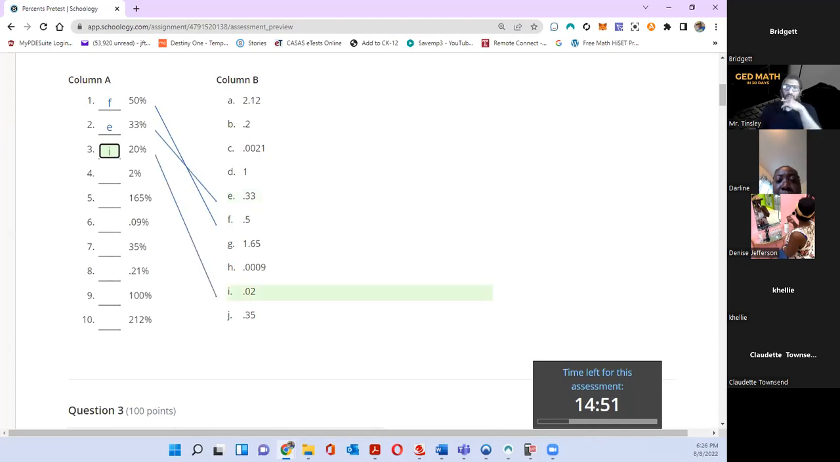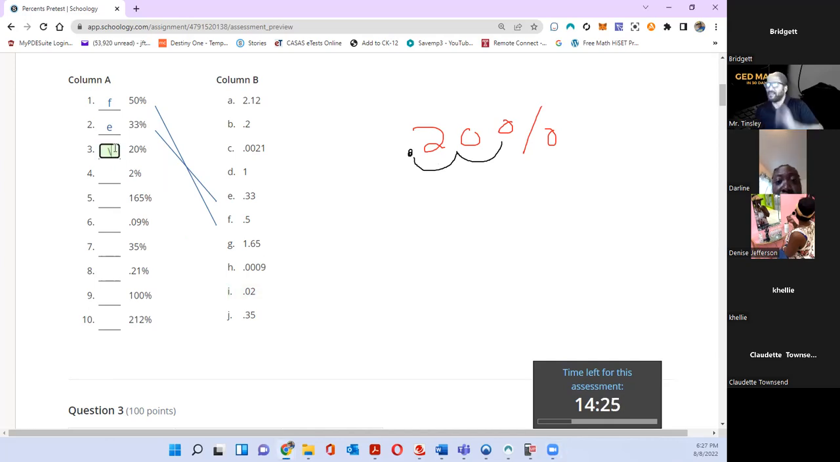Incorrect. So remember, this is what I want you to do, and this is why this is important. It may seem like, oh, Mr. Tinsley, all this work. No, these are the small things with mental math you need to be able to do. To change any percent to a decimal, all you do is move the decimal 2 places to the left. 1, 2, 0.2 or 0.20. So the actual answer is not I, it's B.